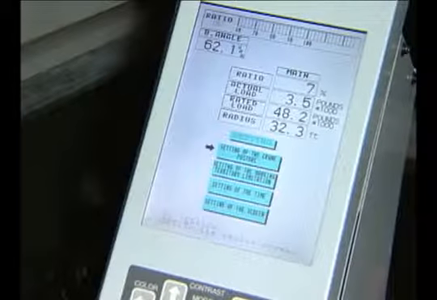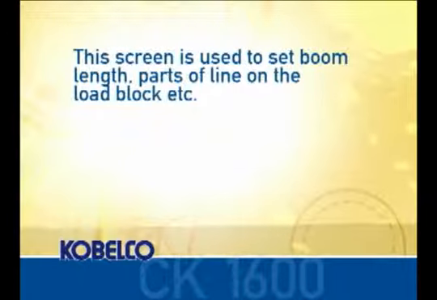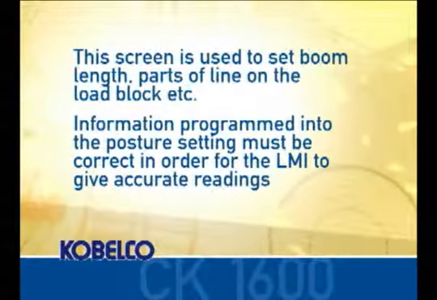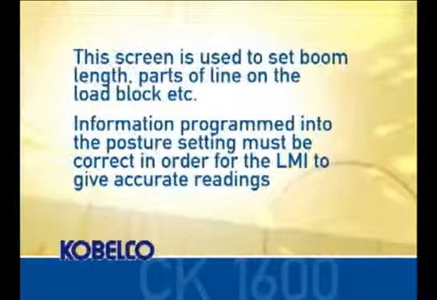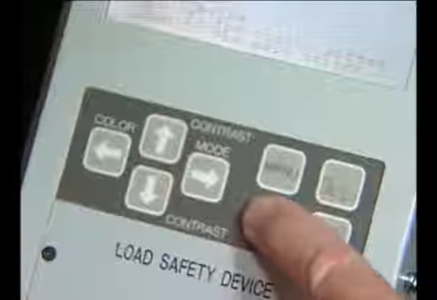The first selection in the settings screen is the setting of the crane posture. This screen is used to set boom length, parts of line on the load block, etc. Information programmed into the posture setting must be correct in order for the LMI to give accurate readings. The first screen is the setting of the boom length. We will scroll to 70 feet and push the Set button.